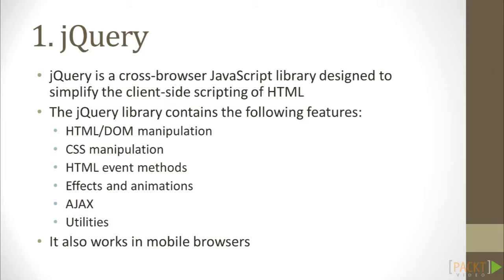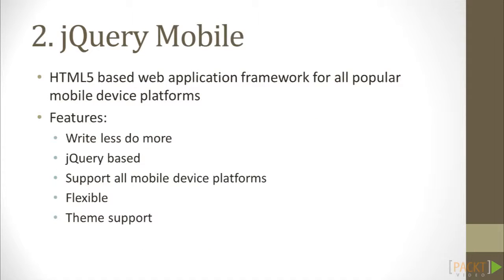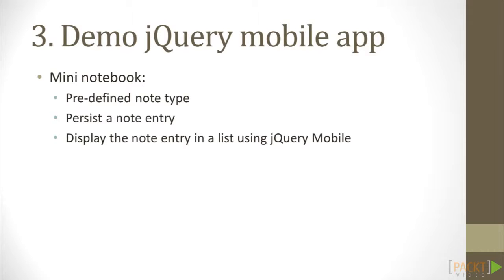jQuery Mobile is based on the jQuery framework, which is a cross-browser JavaScript library designed to simplify the client-side scripting of HTML. jQuery contains a series of features like DOM and CSS manipulation, HTML event methods, AJAX, animations, and utilities. The jQuery Mobile application is HTML5 based. jQuery Mobile supports more mobile device platforms compared to the Sencha Touch framework. I will demonstrate how to write a jQuery Mobile application with a simple page and business logic.